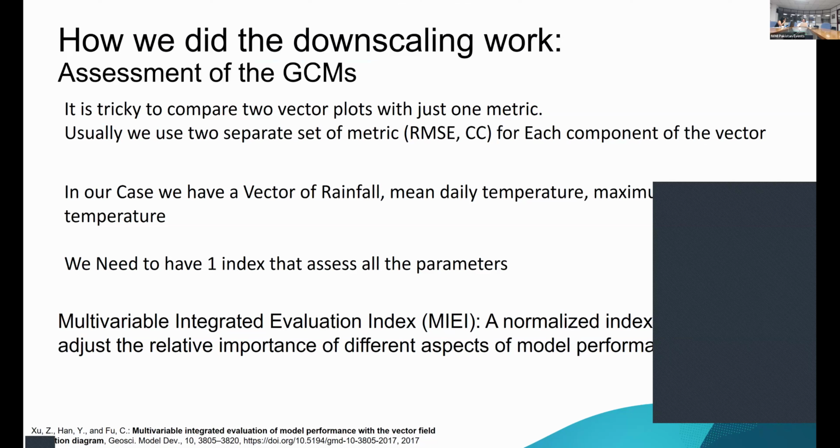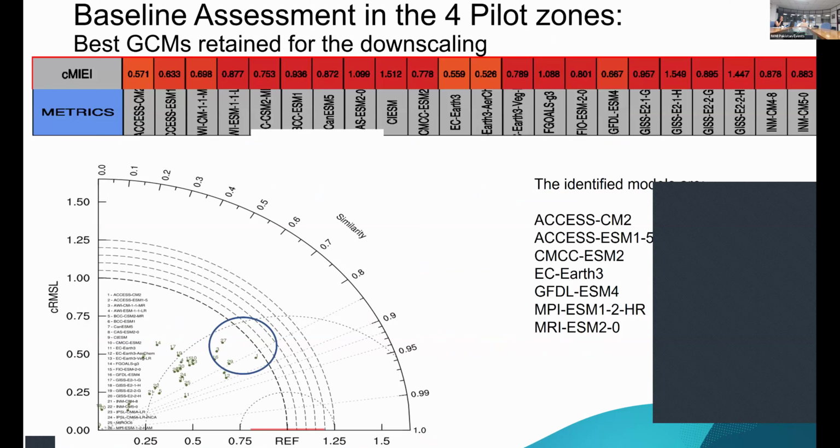In fact, we need a single index to evaluate multiple climate variables simultaneously. And we employed then the Multivariable Integrated Evaluation Index, MEA, for the assessment of the global circulation models. This index helps assess the overall performance of climate models by integrating multiple variables into a single evaluation metric. And let's look at how we assessed the performance of the selected GCMs in our basins.